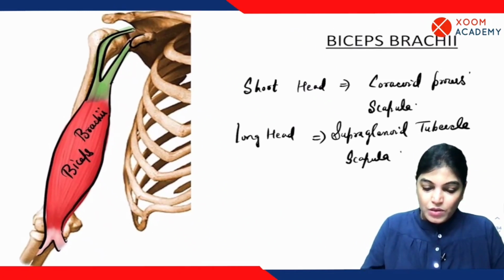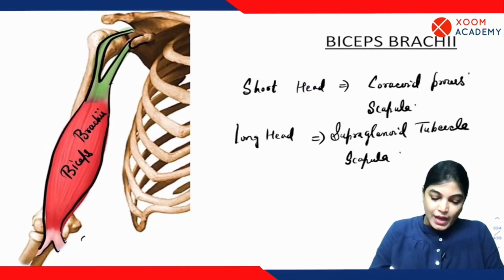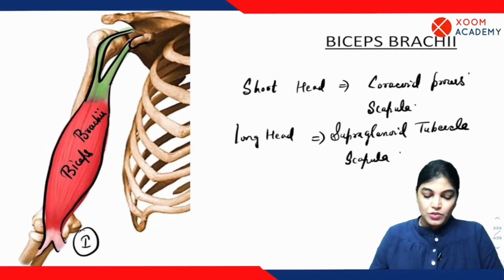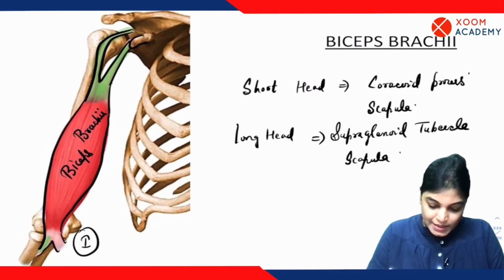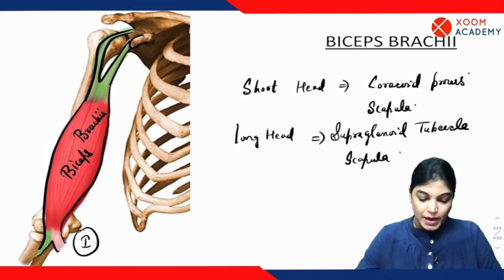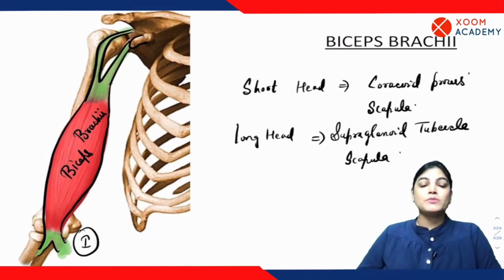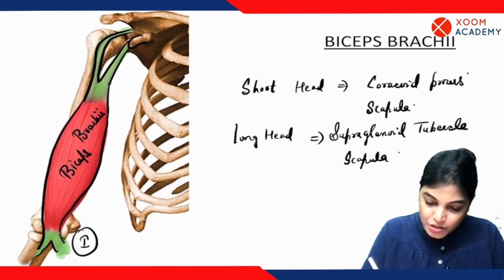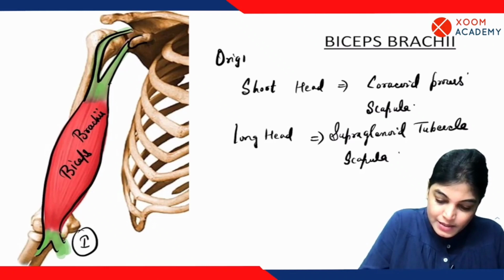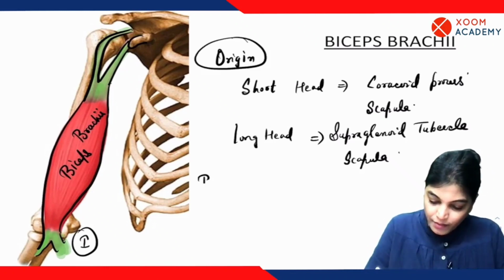Now, let's focus on the insertion. The biceps brachii tendon is inserting onto the posterior part of the radial tuberosity, and on the medial side it is slightly expanded, as you can see in this diagram. That expansion is called the bicipital aponeurosis. So write down insertion. This is all about the origin, and let's talk about the insertion.